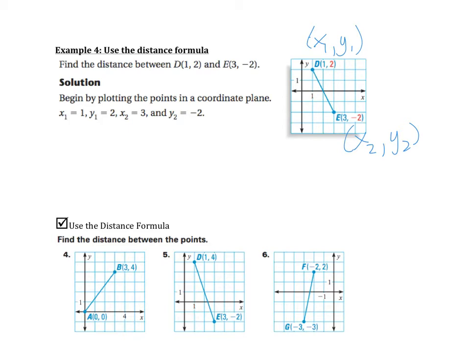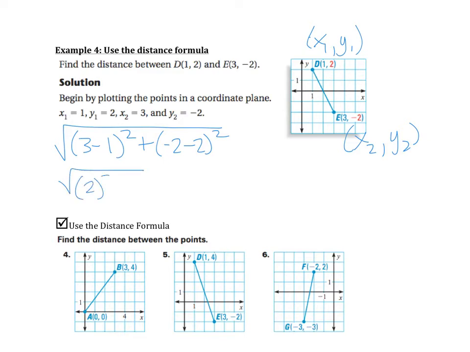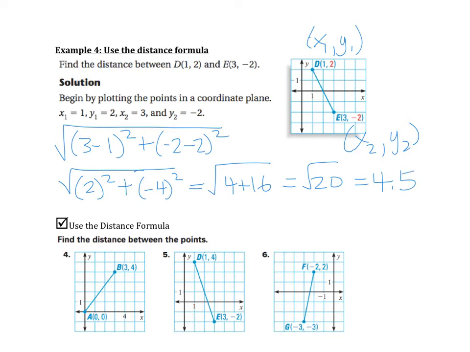So the length of DE would be the square root of 3 minus 1 quantity squared plus negative 2 minus 2 quantity squared. 3 minus 1 is 2 squared, and negative 2 minus 2 is negative 4 squared. 2 squared is 4. Negative 4 squared is 16. And the square root of 20 approximates to 4.5.